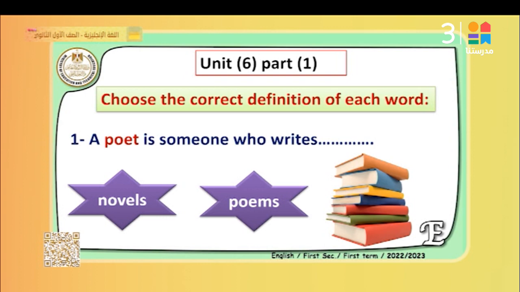Let's start with some definitions. What is a poet? What is the meaning of a poet? A poet is someone who writes what? He writes novels or he writes poems. Look at the word poet. It's similar to the word poem. So a poet is someone who writes a poem.